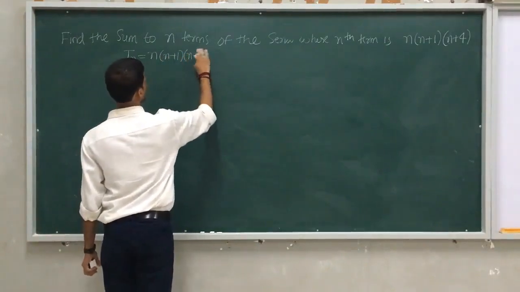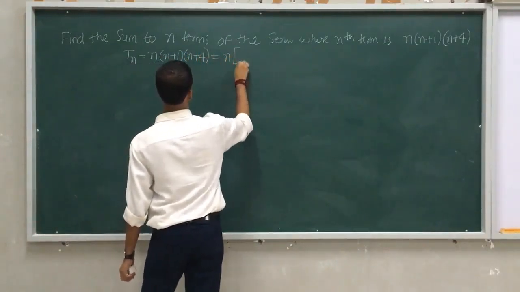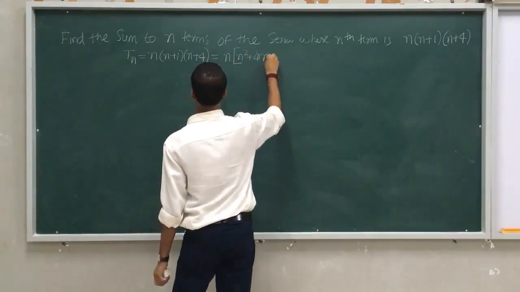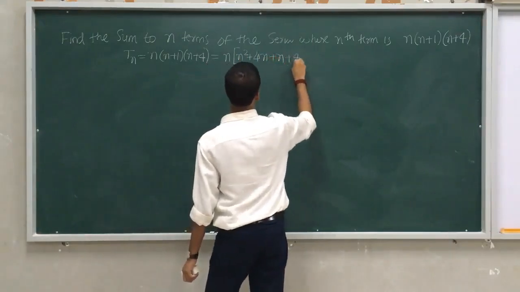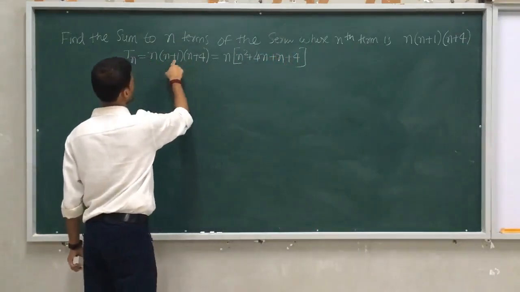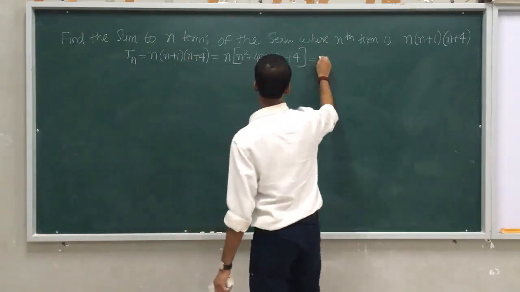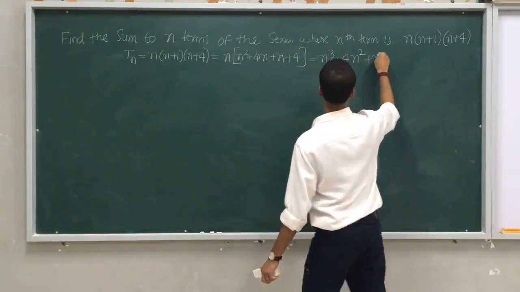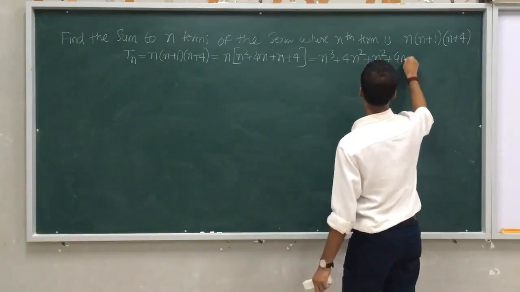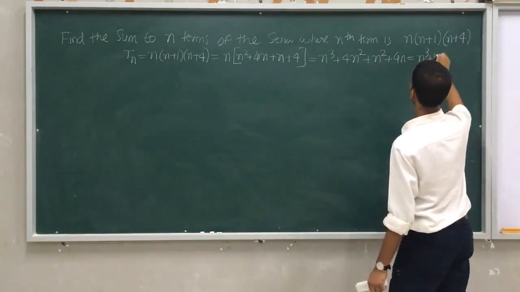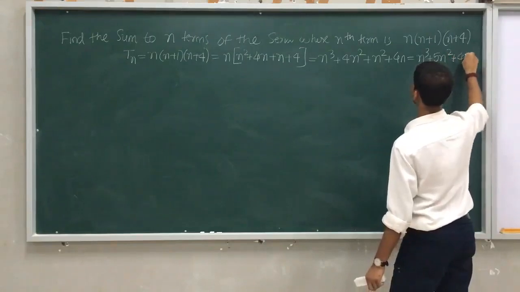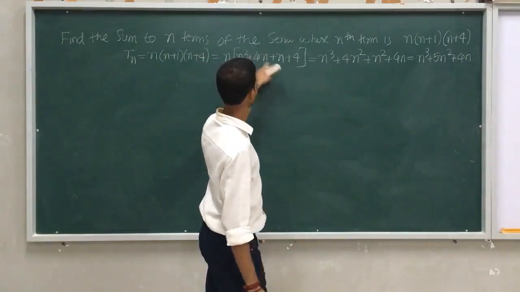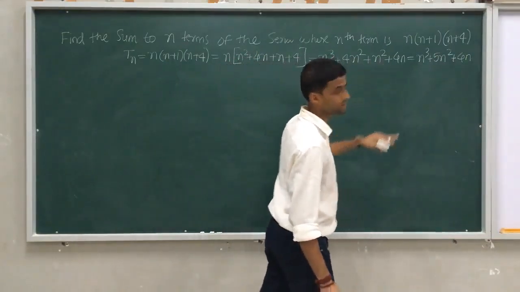It is better if we simplify this nth term as it is. It is n square plus 4n plus n plus 4. So when you multiply, this becomes n cube plus 4n square plus n square plus 4n. And you got n cube plus 5n square plus 4n.